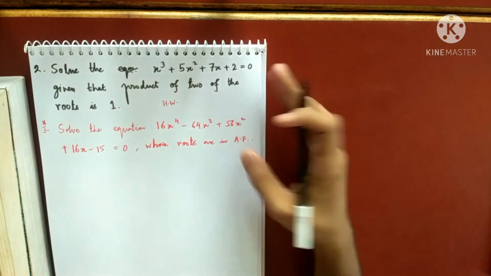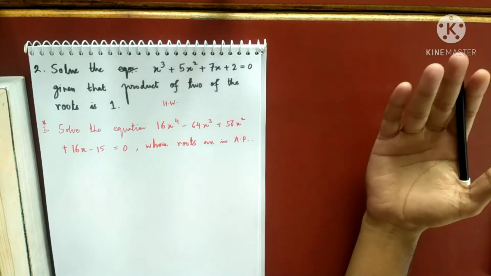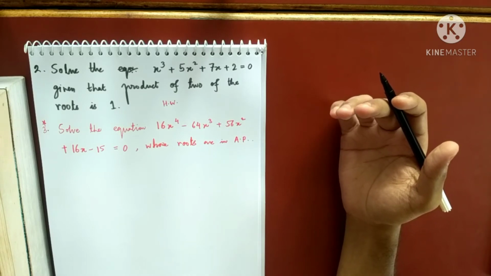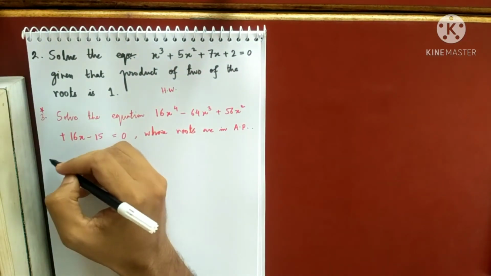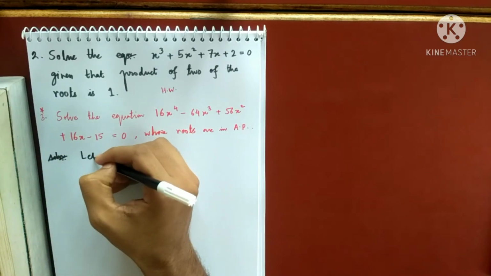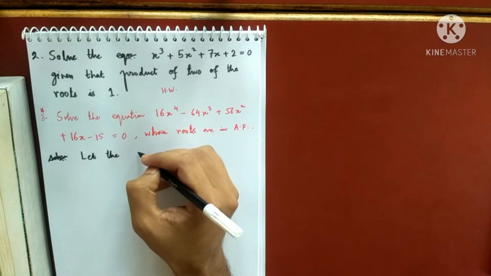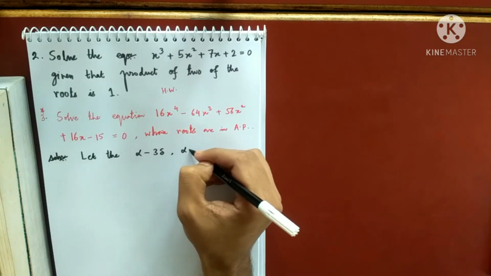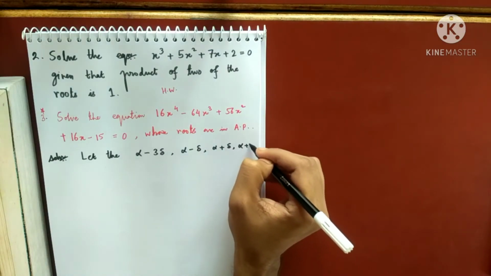So how do you assume 4 numbers in AP? If you remember the basic things from AP, we assume a minus 3d, a minus d, a plus d and a plus 3d. So start that way. Solution: let the roots be, as I have said, for the roots we'll use the Greek letter, alpha minus 3 delta, that is a minus 3d, alpha minus delta, alpha plus delta, alpha plus 3 delta.